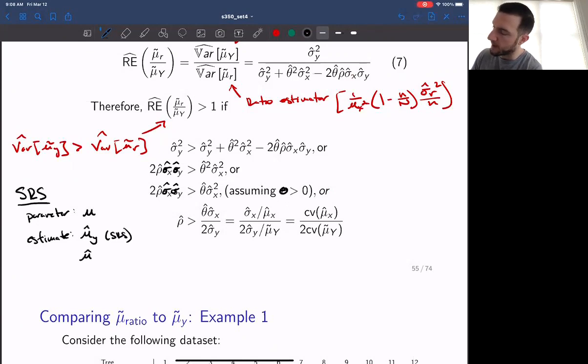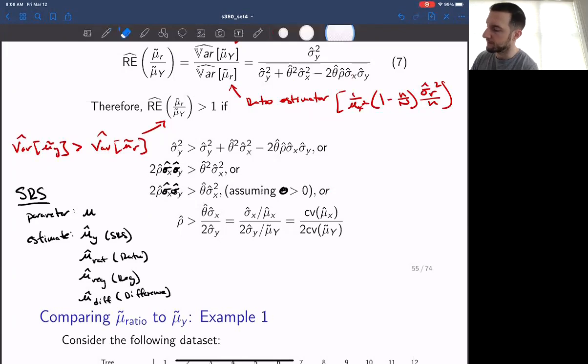We could have mu hat ratio. This would be our ratio estimate. We can have mu hat regression. This is the regression estimate. And we could have mu hat diff, which is the difference estimate.